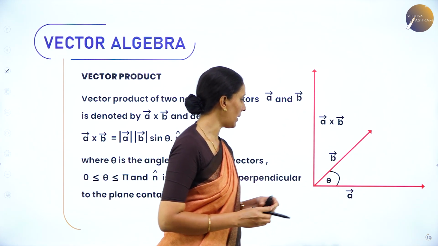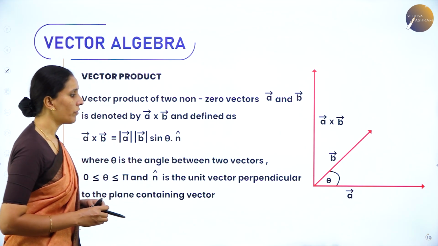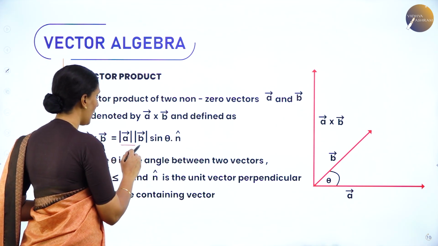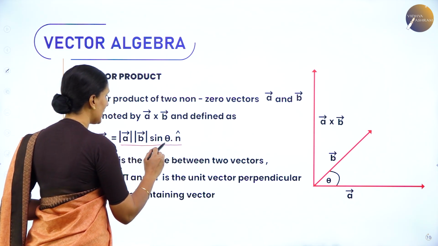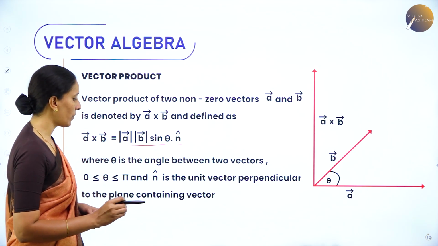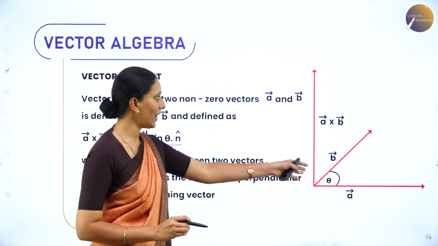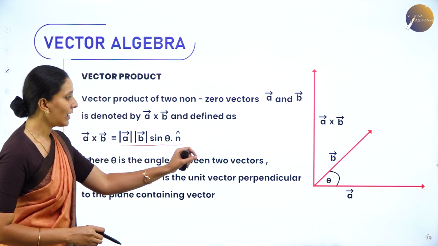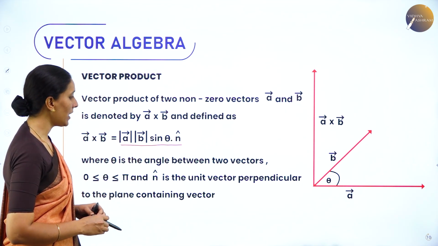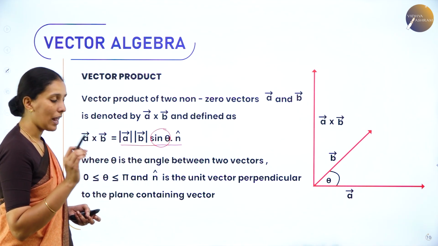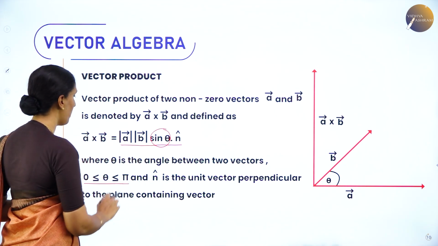well as vector B. And the formula of vector A cross vector B is given by magnitude of A, magnitude of B, sine theta, n cap, where n cap is the unit vector which is perpendicular to the plane containing the vectors, and theta is the angle between the vectors A and B, and clearly we use sine theta here. It should always lie between 0 to pi.